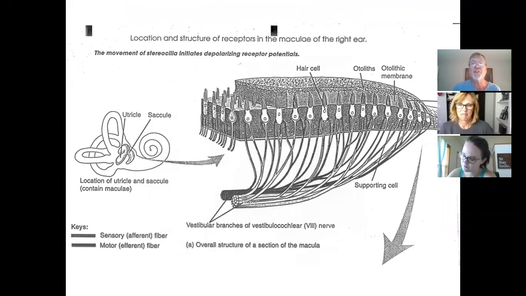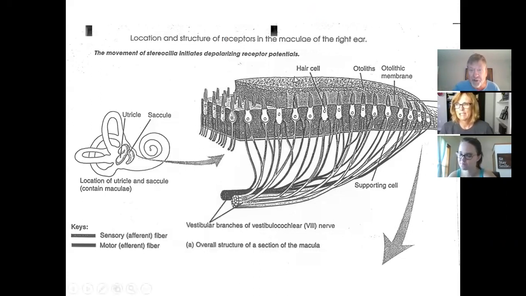This is what it looks like inside one of your balance organs. Look at the hair cells, and they've got this gelatinous mass. Unlike the cochlea, in the balance system a gelatinous mass, like jello, covers the hairs of the hair cells. And then look at the top. There are these little stones. And you're going to have clients talking to you about their ear stones. Okay? The stones fell off. My ear stones fell off.